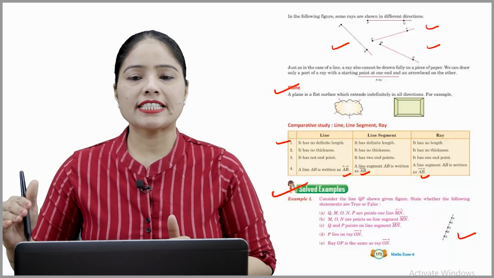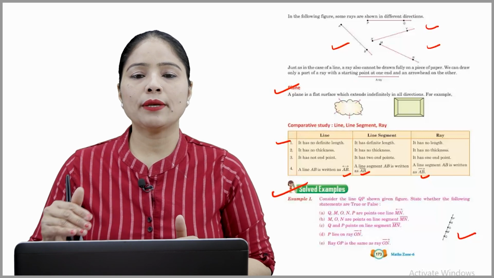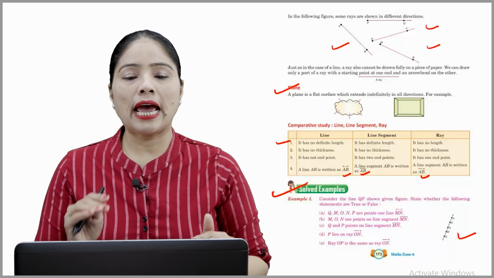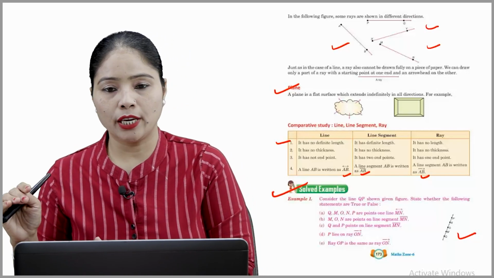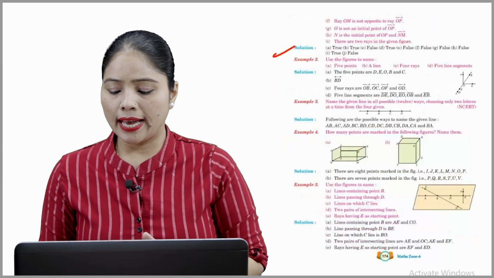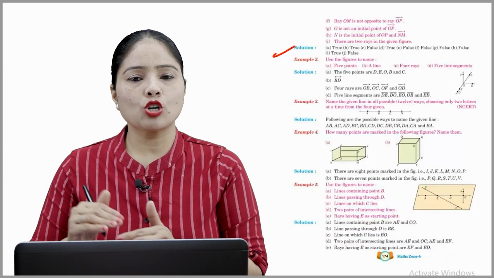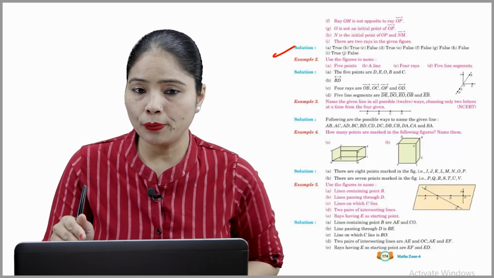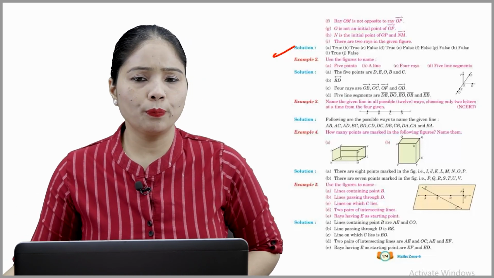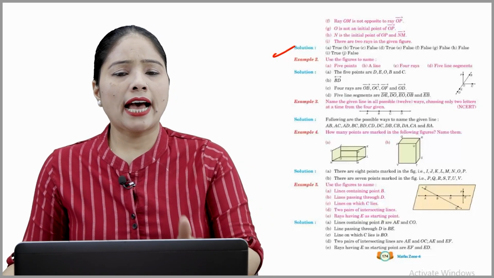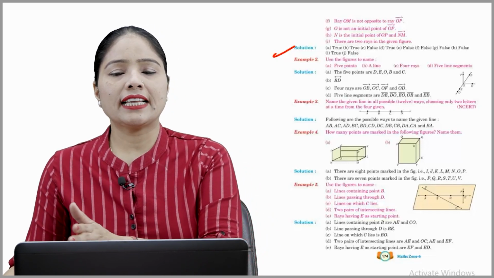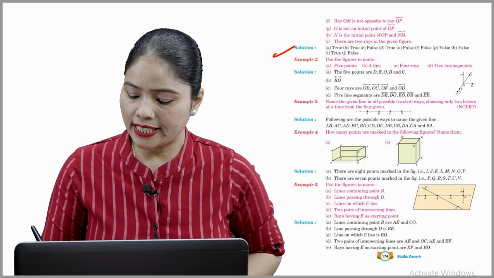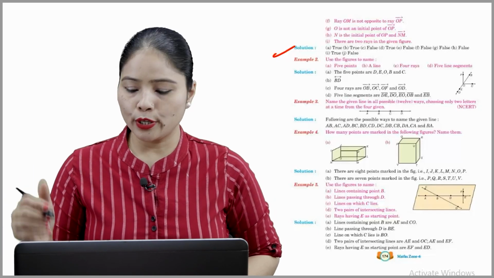M, O, N points on the line segment MN. C1 is Q and P points on the line segment MN. P lies on ON, and ray OP is the same as ray ON. Ray OM is not opposite to ray OP, and O is not an initial point of OP. N is the initial point of OP and NM. And the question is: there are two rays in the given figures. So these are true or false. You just read it and find the answers. Okay, I hope you understood well.